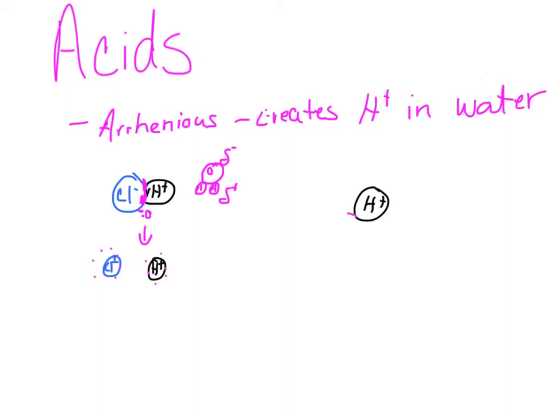We usually have a water that's going to orient itself and be attracted, because the oxygen side is negative and the hydrogen is positive, so it's going to be attracted to that hydrogen. So what we were calling H plus ion can be referred to as H3O plus, because we have this water that's hanging around pretty close.